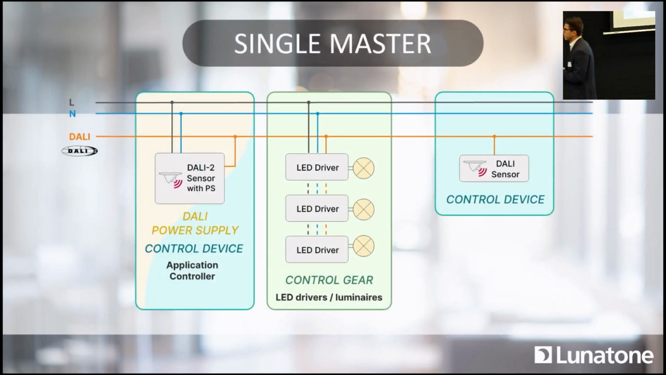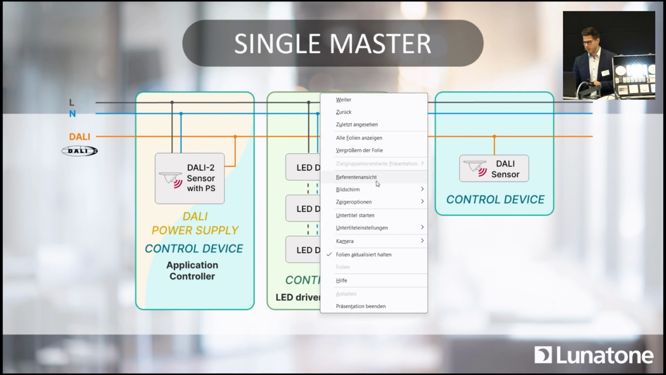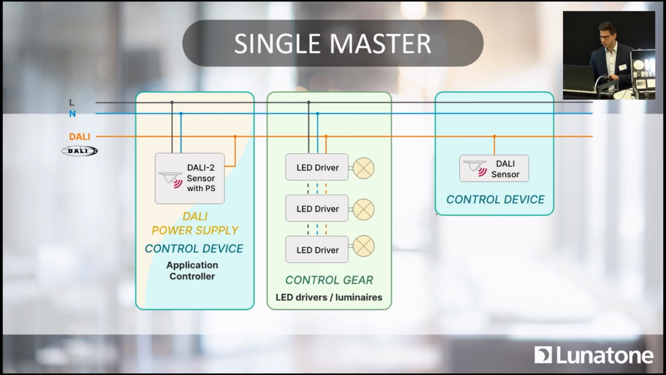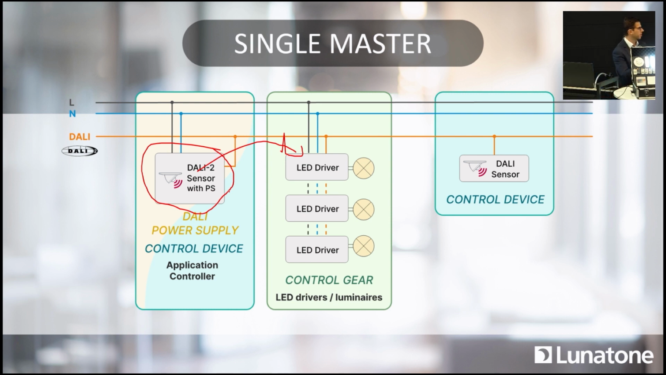So, how does a single master controller work? A single master controller, I know it's heavy stuff for a Thursday afternoon, but I'm trying to make it as simple as possible. This is, in that example, the single master controller. What does it do? It tells the luminaires how they should behave. So if motion is detected, dim up the light to, I don't know, 100%. After a while, if no motion is detected anymore, dim down to 30, and then after 5 minutes off, right? And they communicate that directly to the driver.